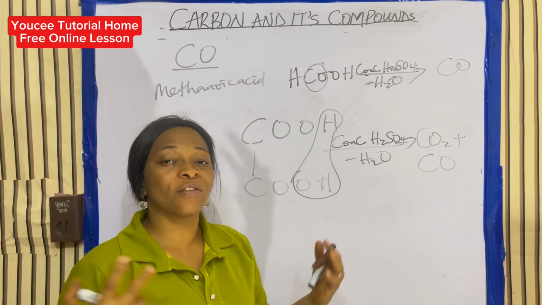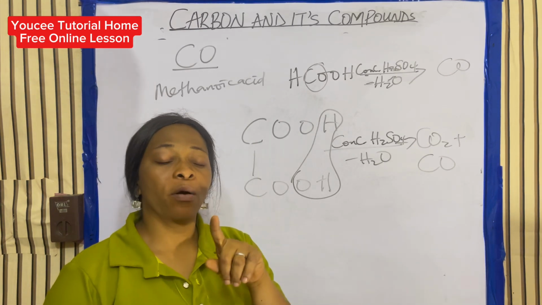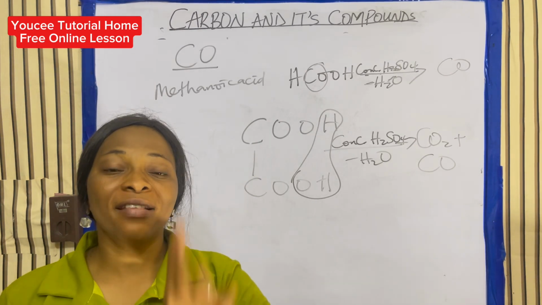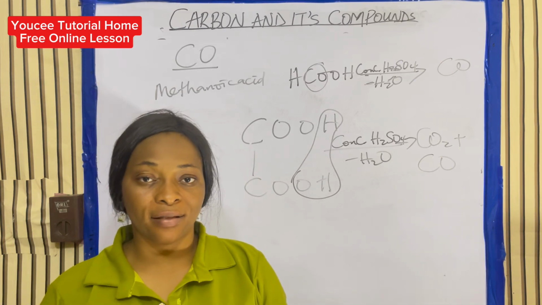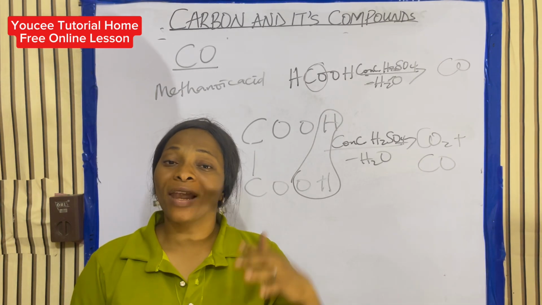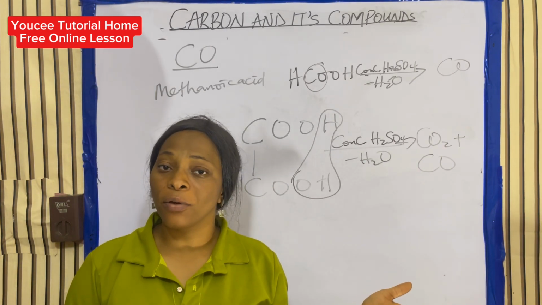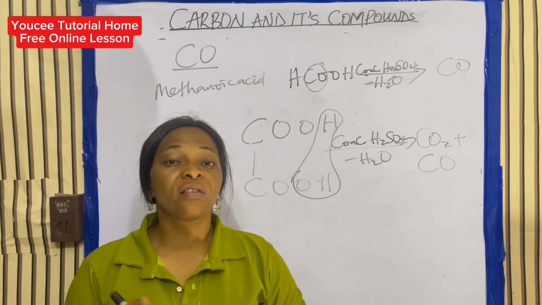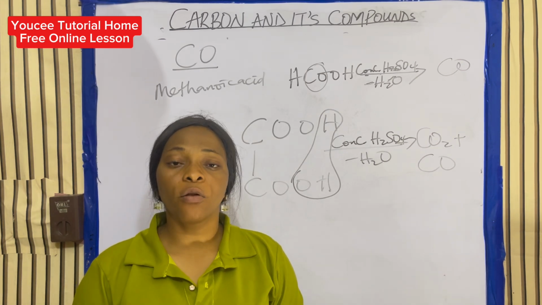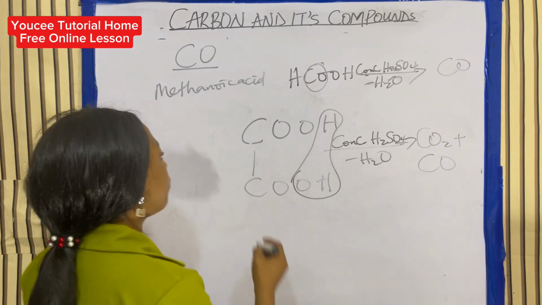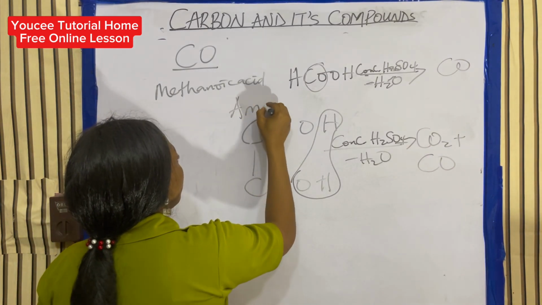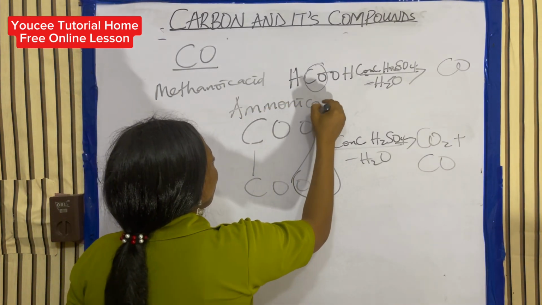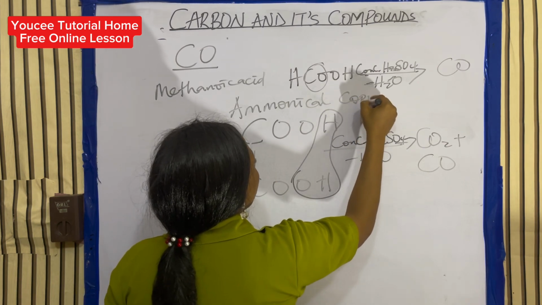Now, what are the fun things you need to know about carbon 2 oxide? Number one is that it is colorless, tasteless, and odorless. Number two is that unlike carbon 4 oxide that is soluble in water, carbon 2 oxide is insoluble in water, but it is soluble in ammoniacal copper 1 chloride.